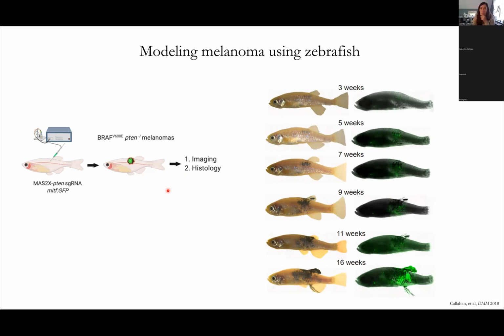So how do we do it? We can take these fish and use genetic engineering techniques so that they very naturally develop melanoma, in this case using the BRAF gene I talked about. And then using these fish, we can actually see exactly how melanomas start, right? So 3 weeks after they obtain this mutation, you can see this little black patch here. At 5 weeks, it gets a little bigger. At 9 weeks, it gets even bigger. And by 16 weeks, it's this really large melanoma. And we can see this just by looking at the fish.